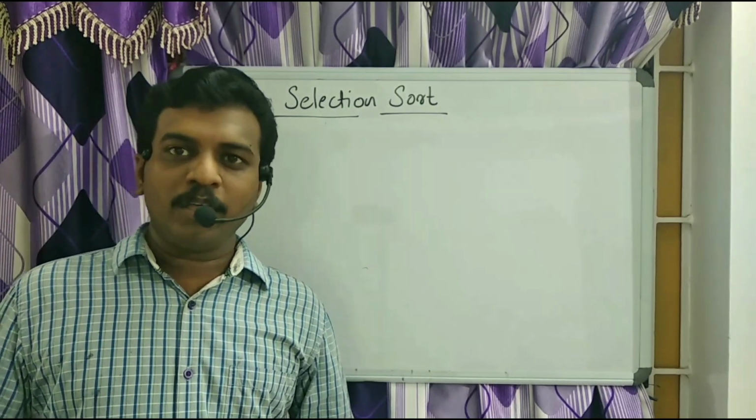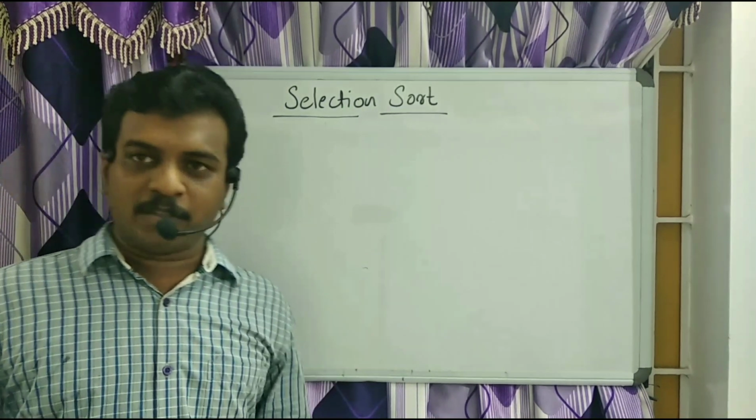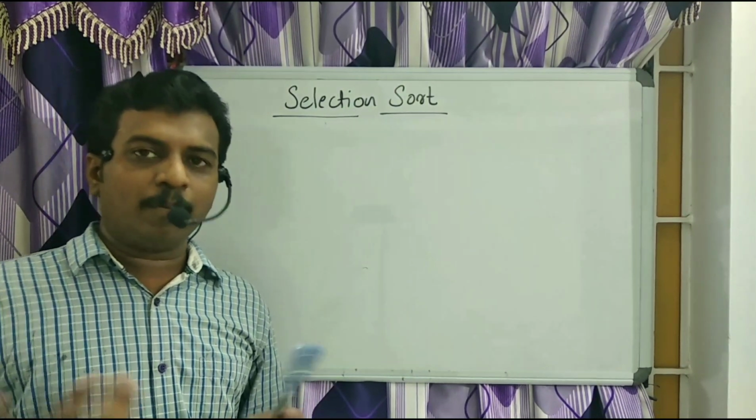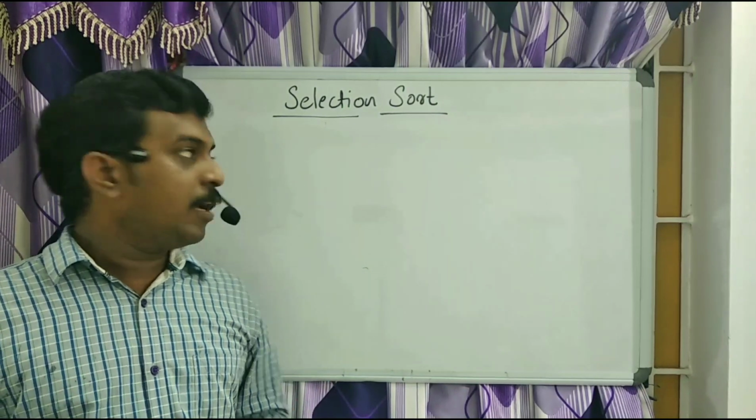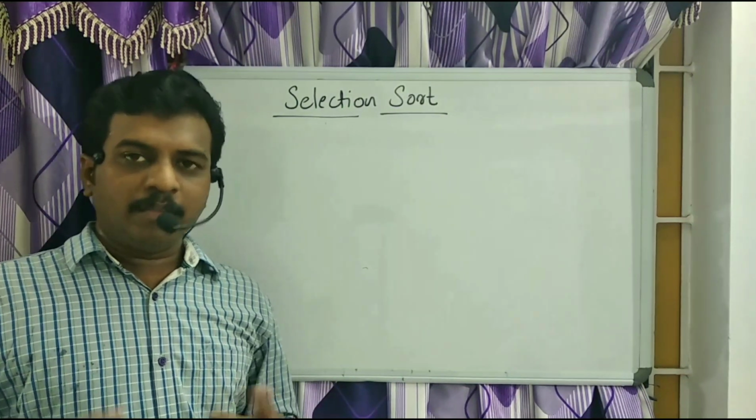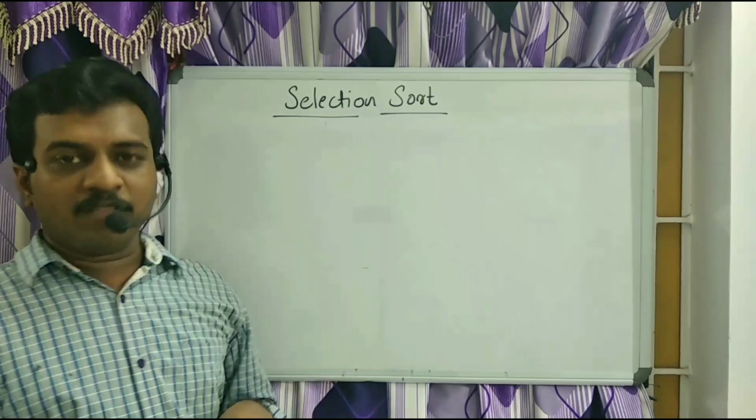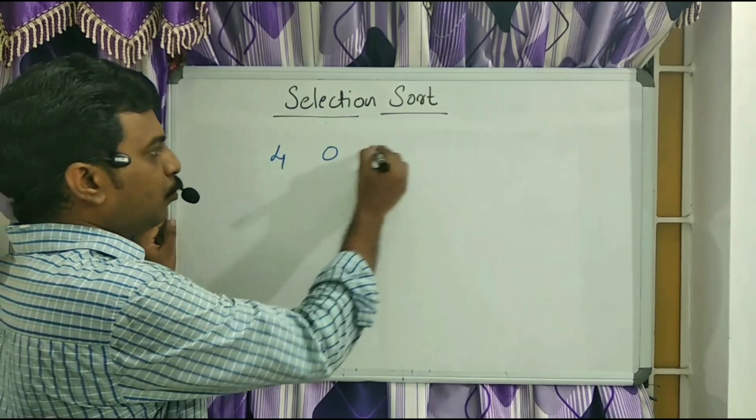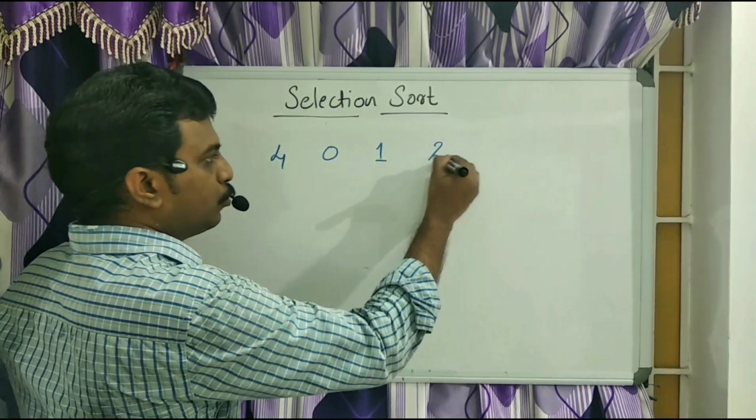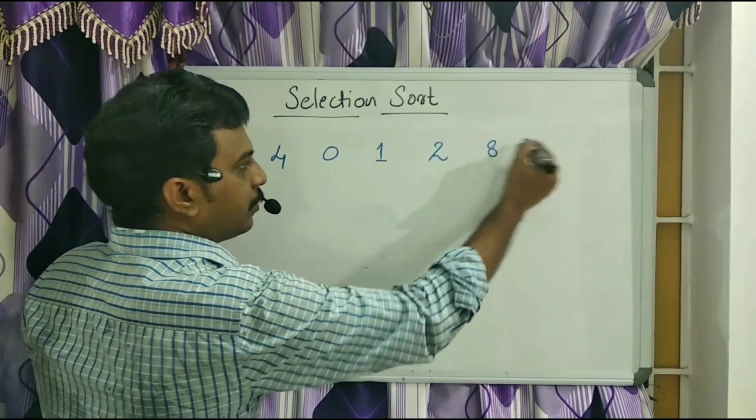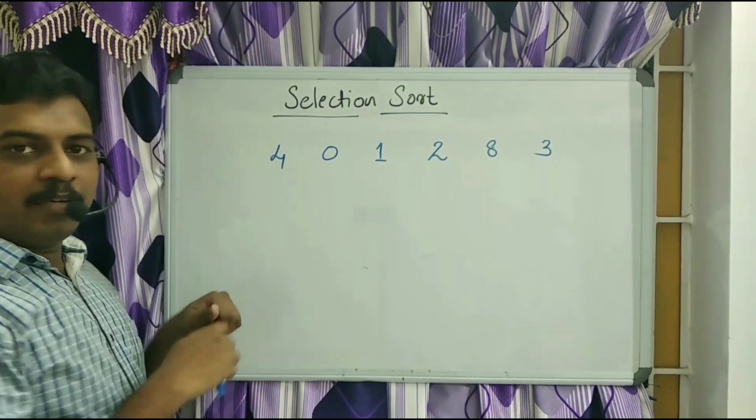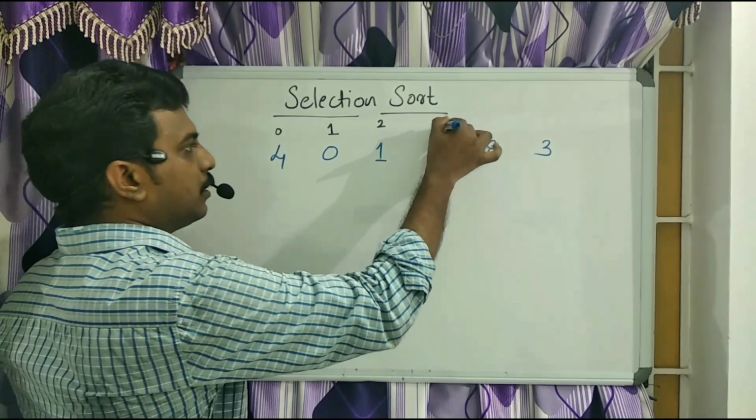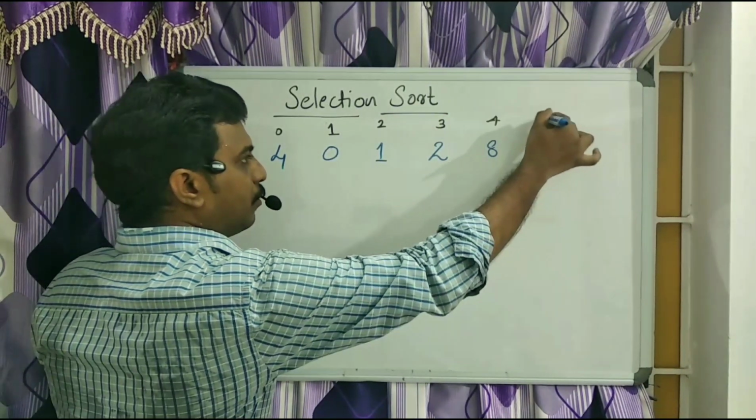In today's video lecture, I would like to discuss the analysis of selection sort. Before moving on to the analysis part, I would like to demonstrate how selection sort works by taking a suitable example. Then after that, I will move on to the analysis part. So I am taking the example 4, 0, 1, 2, 8 and 3, and its indices are 0, 1, 2, 3, 4 and 5.